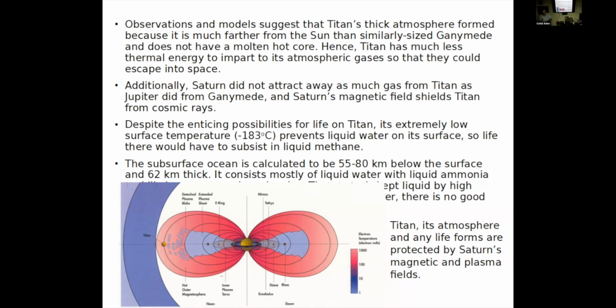Well, Titan, as you can see from the diagram down here, Titan is within the magnetic field of Saturn. And so that protects it from the solar winds and the cosmic rays produced by the sun, so it didn't blow it away. And it's far enough from Saturn that Saturn didn't suck off all the gas. So this is one of the unique things about Titan, right?